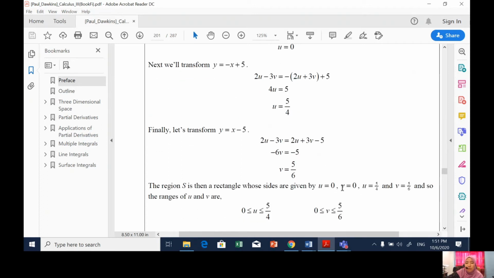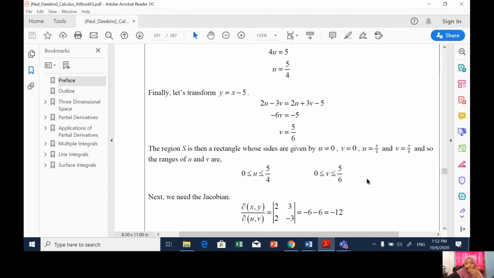Okay, so we have u equal to 0, v equal to 0, u equal to 5 over 4, v equal to 5 over 6. And then we have the range basically. Okay, so u is from 0 to 5 over 4. And v is from 0 to 5 over 6. So we have the range of u and v.